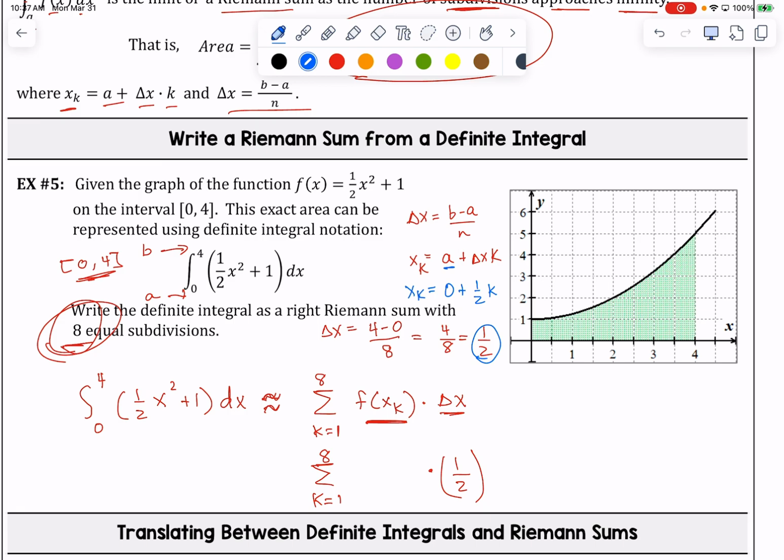Is it 0 or is it 1? Where did my integral start? 0 to 4. You know that because when you look at the integral over here, it starts at 0 and goes to 4. Do I need the 0, class? No. So can I just plug 1/2 k in? Where do I plug the 1/2 k in? Into the function. So you're going to have, ready? It's going to be 1/2 times (1/2 k) squared plus 1. There's my height.